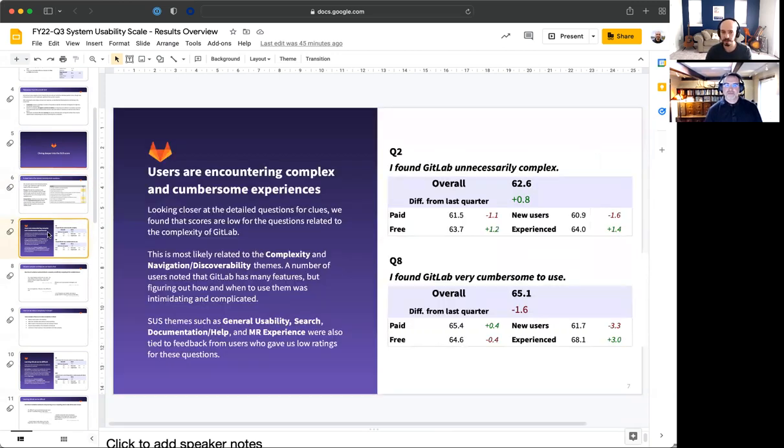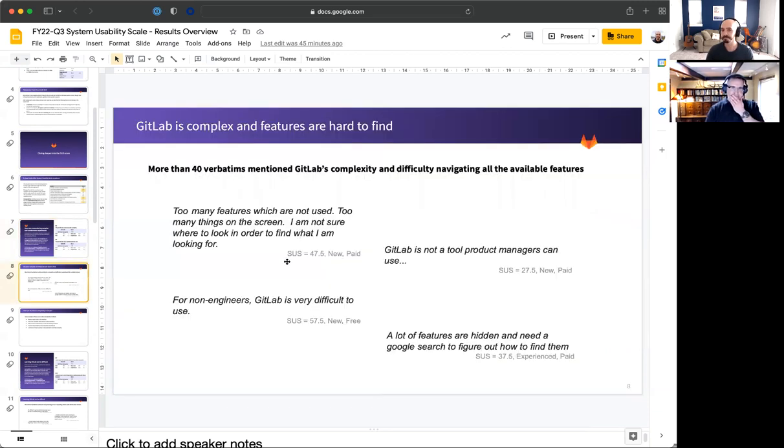So one is complexity. GitLab is tough to use, especially for newcomers. You can see in these score breakdowns, new users are having the highest drops, and they're having the lowest scores in general. So it's complicated to use, and that's reflected in the verbatims as well. So some of that complexity comes from feature richness. There's a lot on the screen.